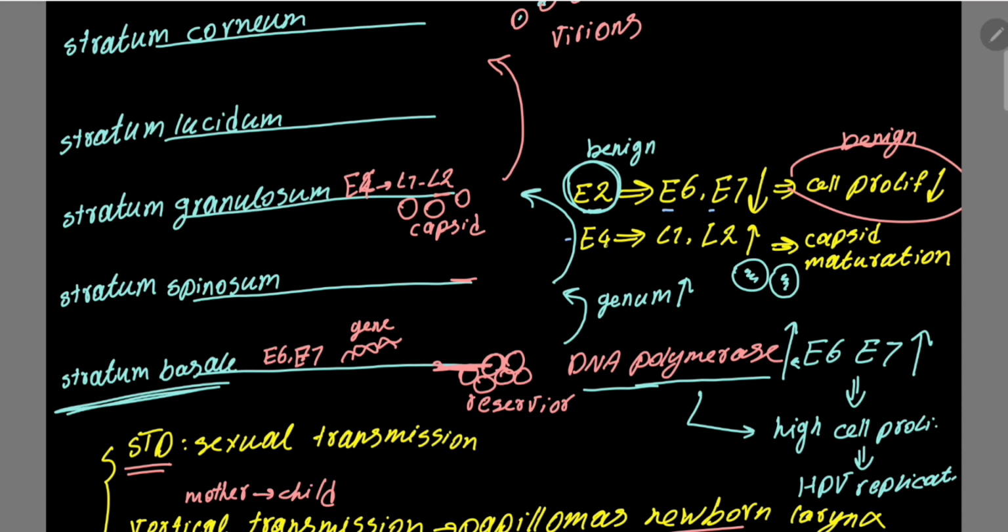And now E4, whose job was upregulating the structural proteins such as L1 and L2 for the capsid, is going to upregulate this L1 and L2. So we will have more capsid maturation. So the viral genomes which have been made in the suprabasal layer during the replication phase are going to be packed inside this capsid, so the new viruses are going to be made.